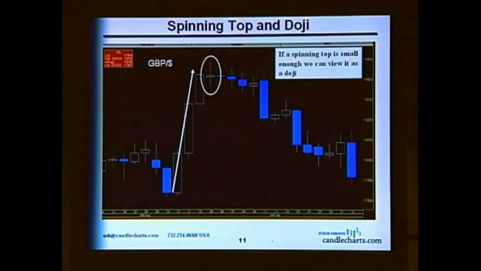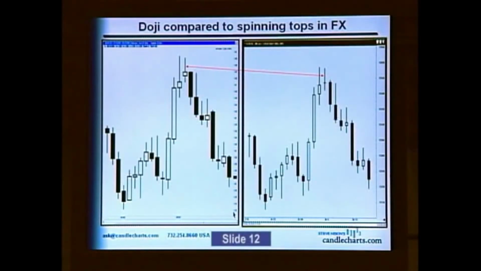Now, here we have a spinning top, and this brings us to the question about different data vendors. This is the same data. This is the euro, I believe. And two data vendors, and you can see one is a spinning top and one is a doji. So I would not be too exacting on saying, okay, this is a spinning top and this is a doji. I would view them the same way as long as the real body is very small.